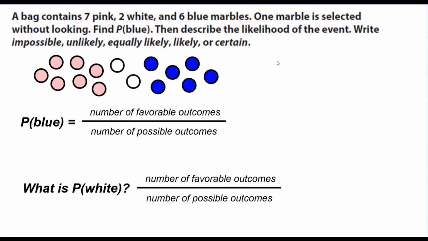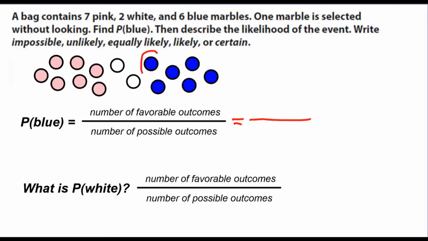So I've got a picture or a diagram here of our marbles so we can see what's going on. And we want to know the probability of blue. So we're going to write this as a ratio. The number of favorable outcomes over the number of possible outcomes. Well, how many of these outcomes are favorable, or how many of these outcomes are what we're looking for? Well, we're looking for blue marbles.